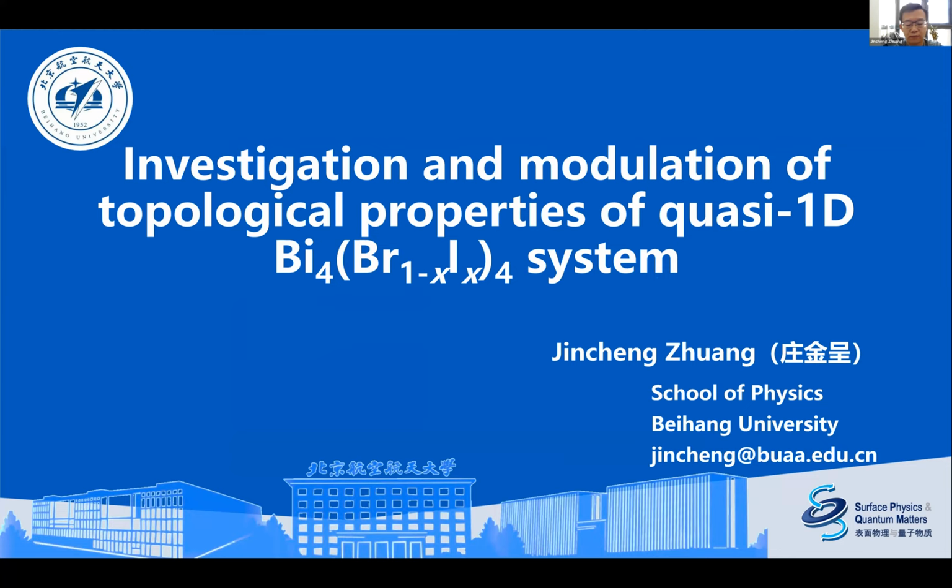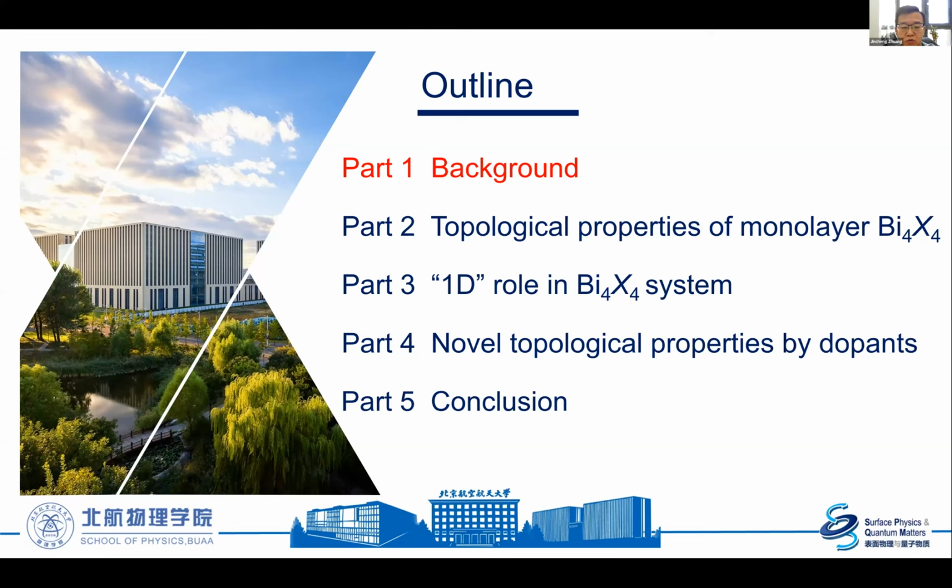Okay. The topic of my talk is the investigation and modulation of topological properties of quasi-one-dimensional bismuth halide systems. This is the outline. First, I will give a short introduction on the background, because the previous speakers have provided a lot of information in this part. For part two, I will talk about the topological properties of the monolayer bismuth halide. And for part three, I will talk about the unique feature in this system, the one-dimensional edge. And for part four, I'll talk about the realization of topological phase transitions and the novel topological properties by the doping method. And in the last part, I will give a conclusion.